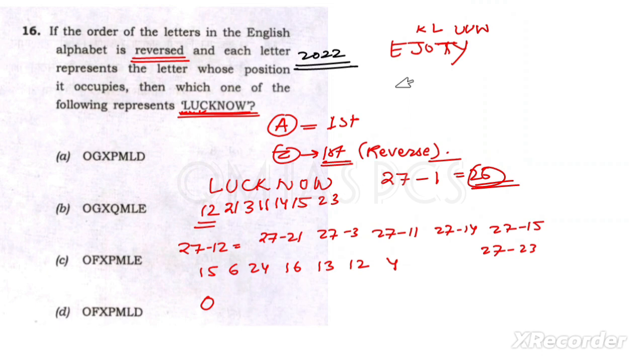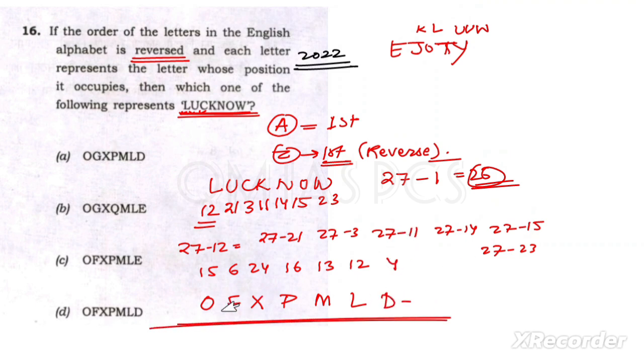24 means this is 25. X, Y means this is X. Okay. Then 16. O, after O it is P. Then 13. Okay. So J, K, L, M. This is J, K, L. Then finally this is D. So this is your answer. O F X O F X P M L D. That means D is your correct option.